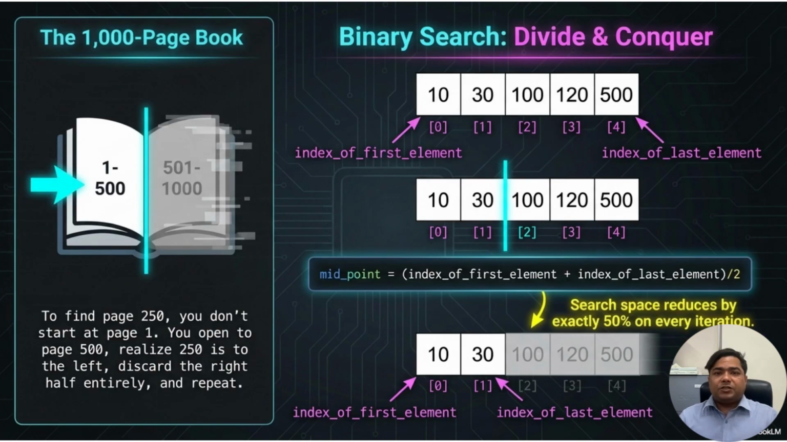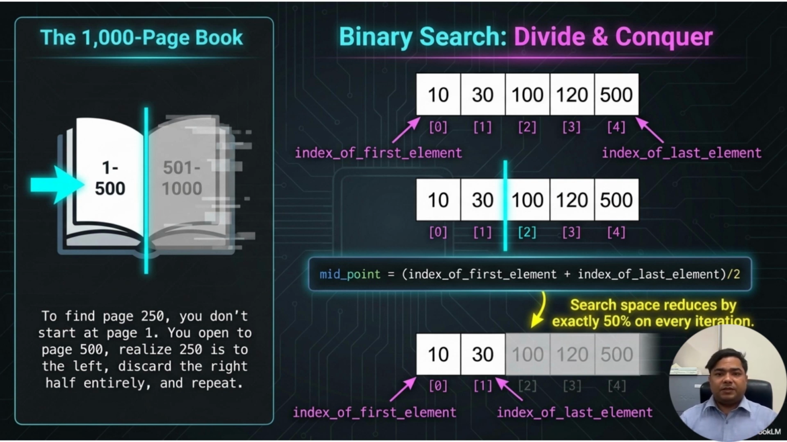Now we move to binary search, which is much faster than linear search. The example on the left side is very helpful. Imagine a 1000 page book. If we want to find page 250, we do not start from page 1 and turn every page one by one. That would be like linear search. Instead, we open the book around the middle, near page 500. Then we immediately know that page 250 is not on the right side. It must be on the left side. So we ignore the right half completely. Then we again divide the remaining part. We continue this process until we reach the required page. This is the main idea of binary search, divide and conquer.